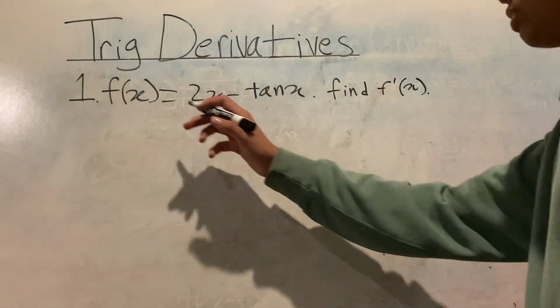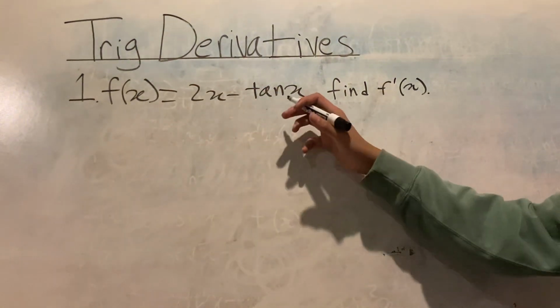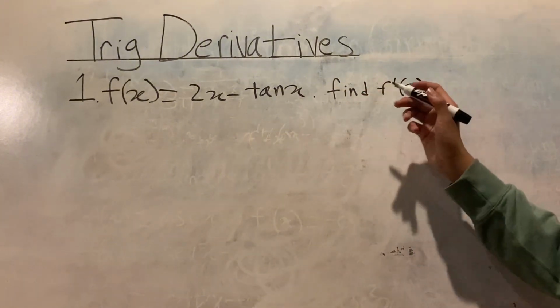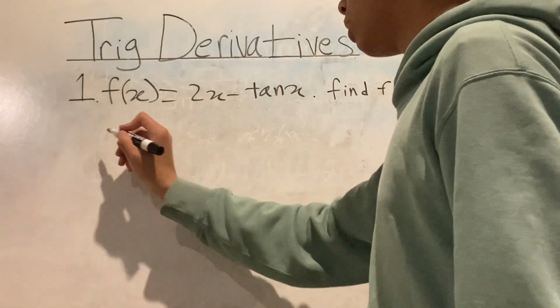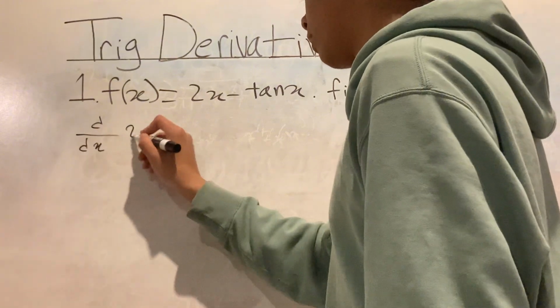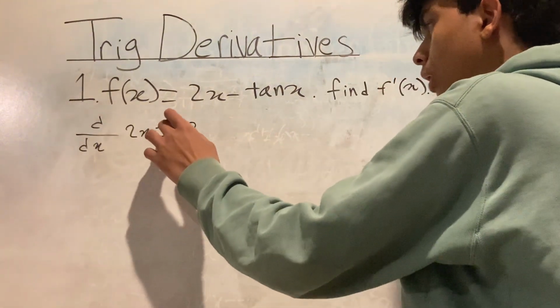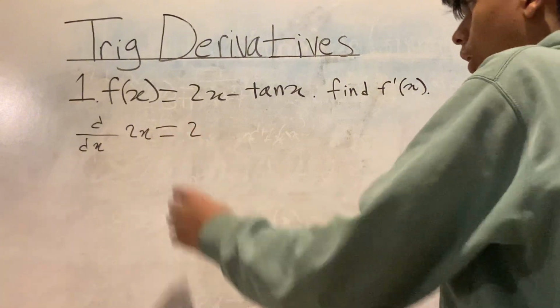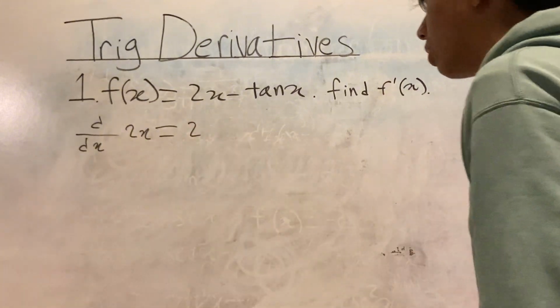Okay, now let's do some practice. So we have f of x equals 2x minus tan x. Find f prime of x. So let's find the derivative of this. So let's split this apart. We know the derivative of 2x is just 2, because when you use the power rule, x to the power 1, 1 minus 1 is just 0. So it's just 2 times 1, which is just equal to 2.